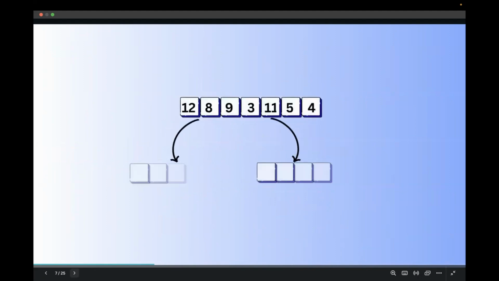Alright, let's walk through how merge sort works step by step on the array 12, 8, 9, 3, 11, 5, and 4. The first thing merge sort does is split the array into two halves. So we start by dividing 12, 8, 9, 3, 11, 5, and 4 into two halves, that is 12, 8, and 9, and 3, 11, 5, and 4. But we are not done dividing it. We'll still keep splitting each half until we get subarrays that contain just one element each.